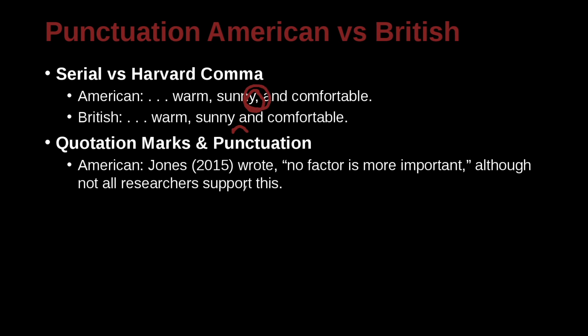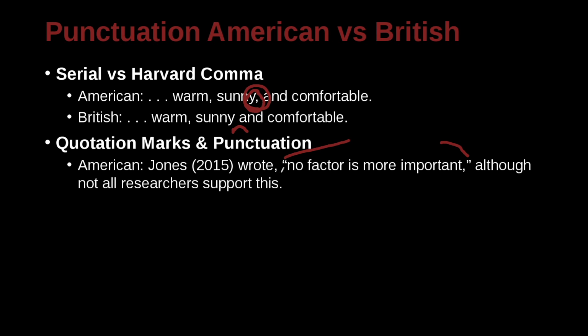Question marks and punctuation. Here's an example. Jones, 2015, wrote, "No factor is more important, although not all researchers support this." Let's take a moment to look at this example because it's an excellent example. It's a little bit confusing. First of all, we have a quotation here. So here's a quotation mark and here's a quotation mark. This is a quote from a researcher, and we cite the researcher here, Jones 2015, and we actually say what that person wrote. So we're okay citation-wise. We're not plagiarizing. This is quite all right.